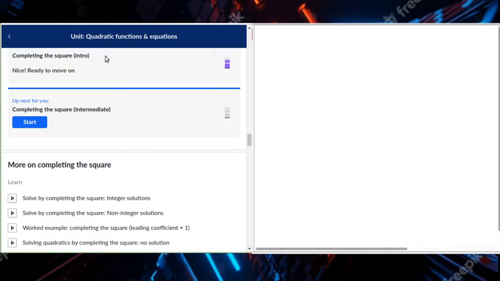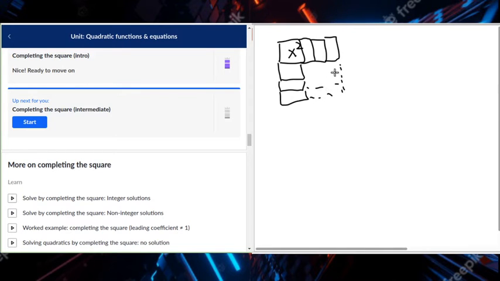Okay, we just finished the introduction to completing the square, and now we're going to go to the more intermediate practice on Khan Academy here. We'll still be following the same idea. I'm not going to draw this out every time, okay? But we're going to have some setup that looks like this, and then we want to figure out how much is in there so that we can complete the square.